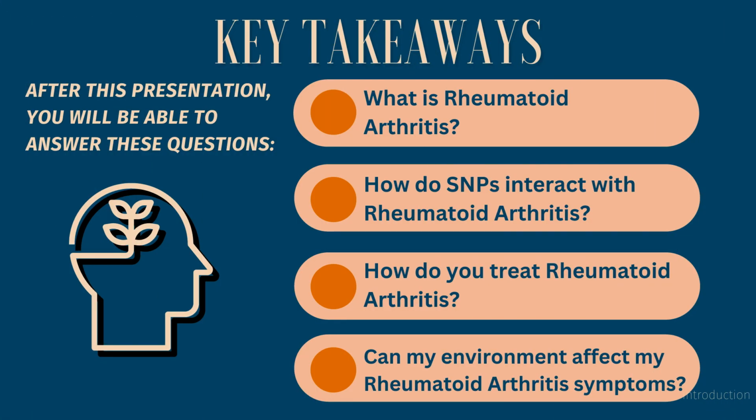By the end of this presentation, you should be able to identify and explain our key takeaway points from our selected capstone topic. They include, what is RA and why is it an important autoimmune disease? How do our selected SNPs interact with the genetic processes of the disease? What are the treatment protocols for RA? And lastly, what effects does the environment have on the development of RA and its symptoms?